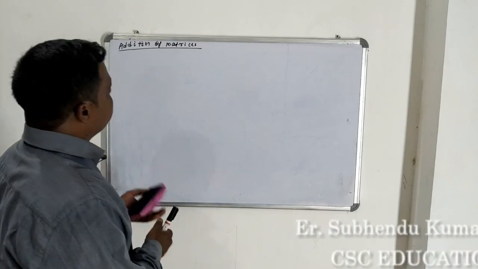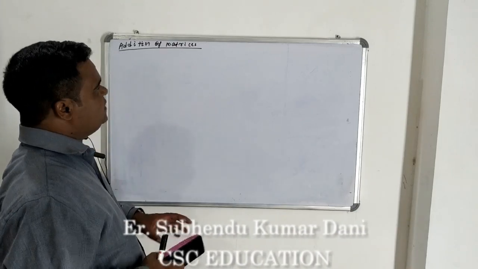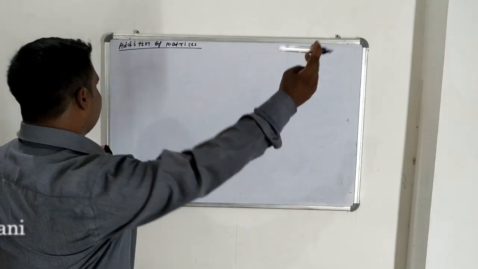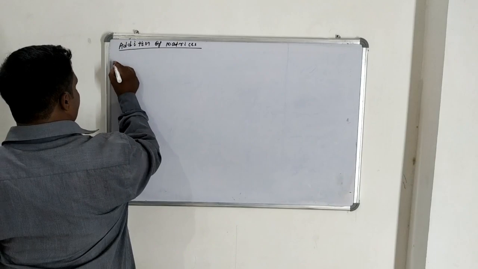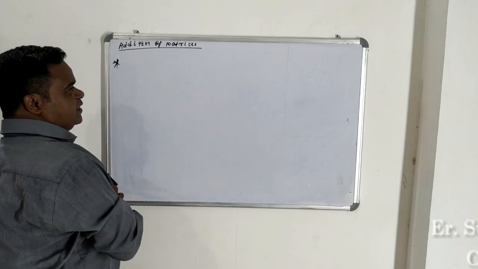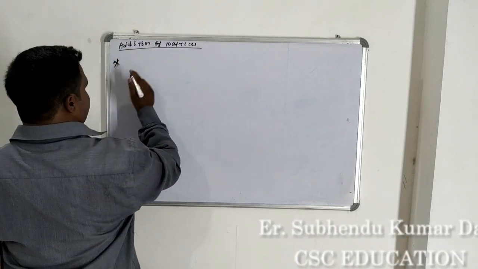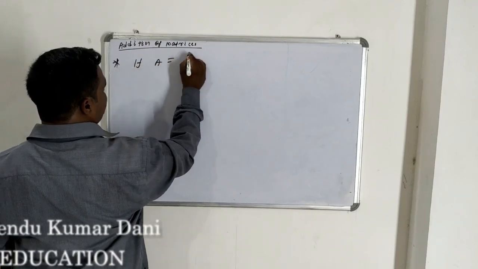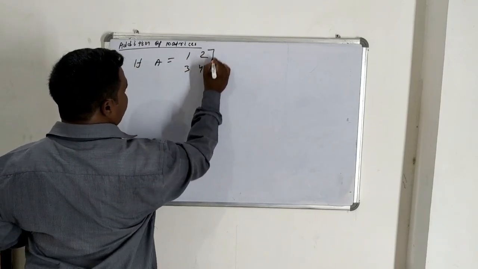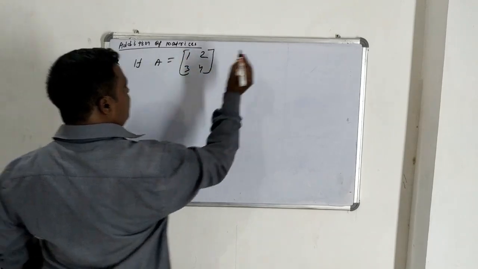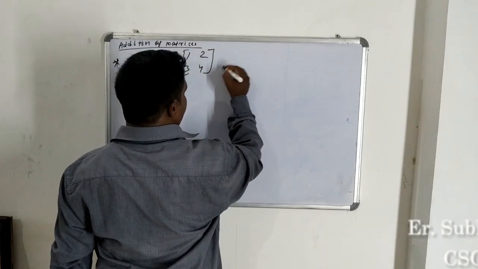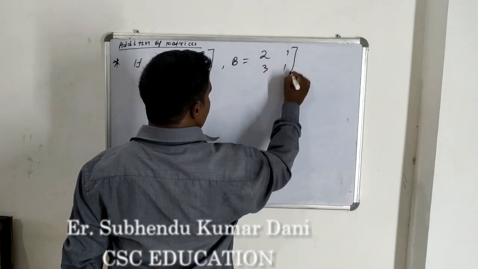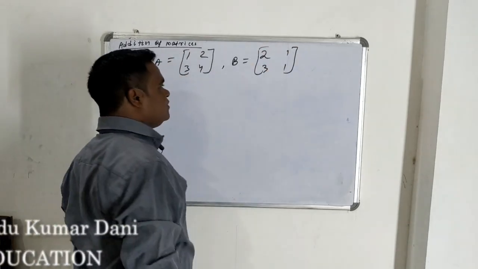कैसे मैट्रिक्स को एडिशन किया जाता है ये आज हम जानेंगे, ठीक है। तो एक बात यहाँ पे ध्यान रखिए, एक एग्जाम्पल की तरह बता रहे हैं, ठीक है। First of all, suppose A equals 1 2 3 4 is a given matrix and another matrix, suppose B equals 2 1 3 1.